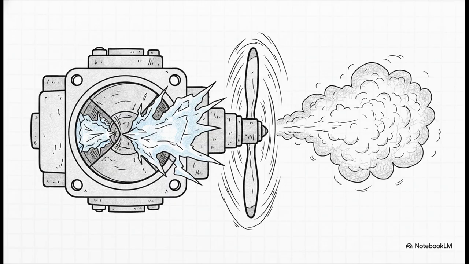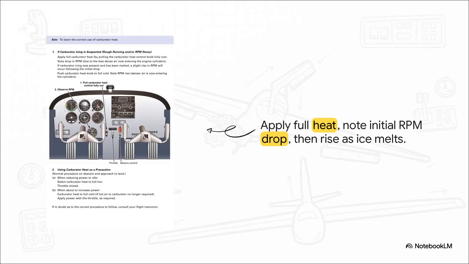This means that even on a beautiful, warm 100-degree day, if the air is humid, the temperature inside the carburetor can easily drop below freezing. Ice will literally build up and completely choke the engine's air supply. The symptoms are terrifying if you aren't prepared. You'll see a slow, unexplained drop in RPM, a total lack of throttle response, a really rough running engine, and eventually total engine stoppage. So how do we beat it?